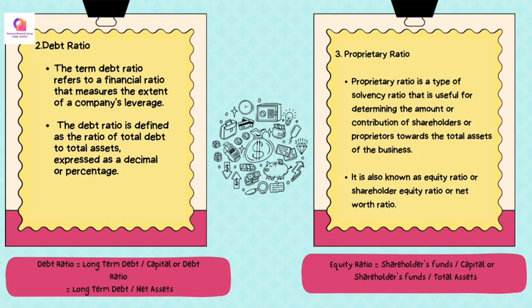Next, we have is proprietary ratio. Proprietary ratio is also known as equity ratio. It provides a connection between the capital or net assets and the proprietor's finances. Equity ratio or proprietary ratio is equal to shareholders' funds divided by capital, or shareholders' funds divided by total assets.